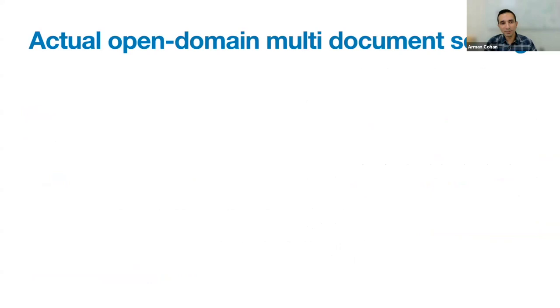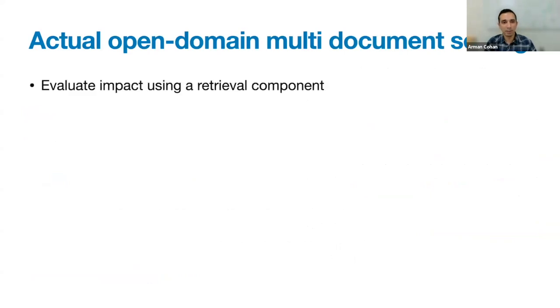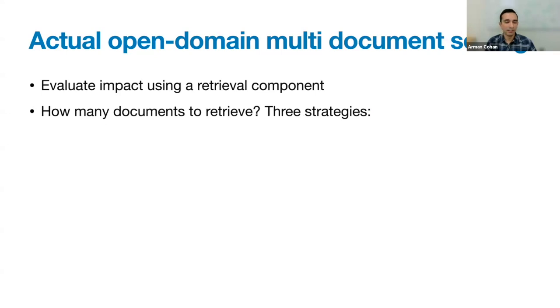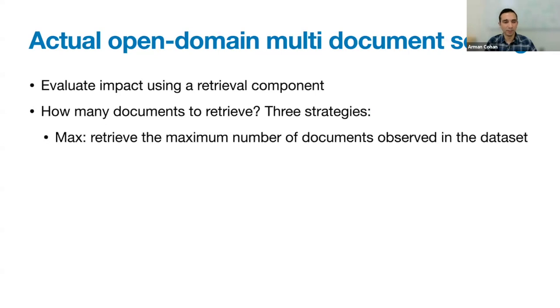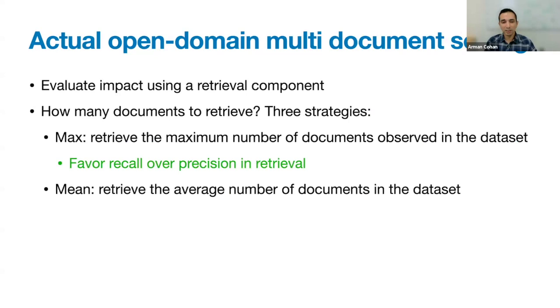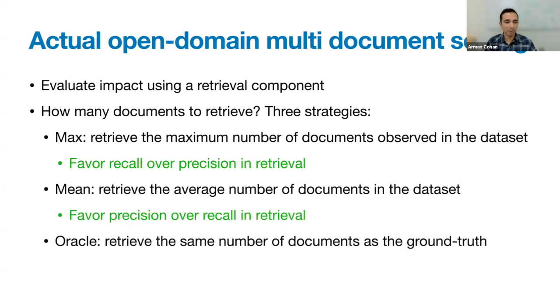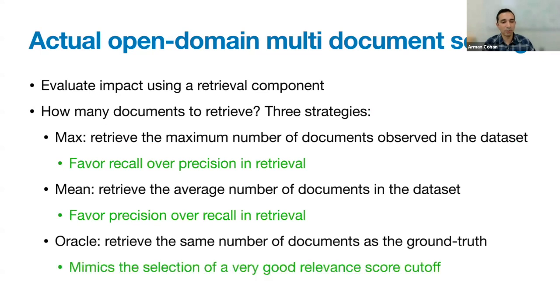But how about the actual open domain multi-document setting? So we evaluate the impact using an actual retrieval component. And then there are some questions to figure out, like how many documents you would retrieve. You can retrieve the maximum number of documents that you observe in each dataset. Or you could select the mean of the gold number of documents, or you could assume that you know beforehand how many documents you should retrieve for each question. And this is an oracle setting. At inference time, you don't have this information.